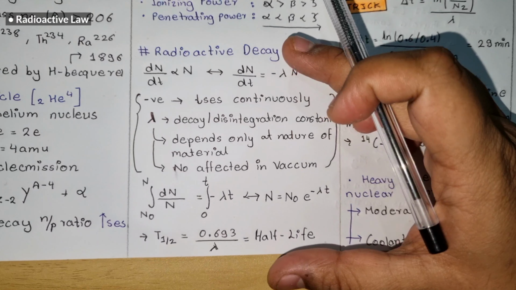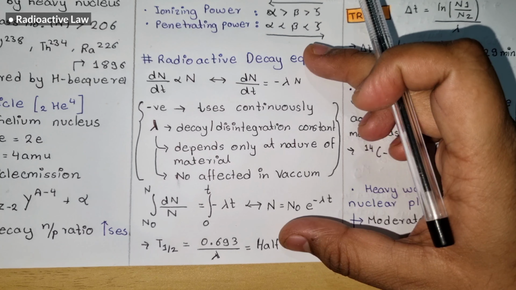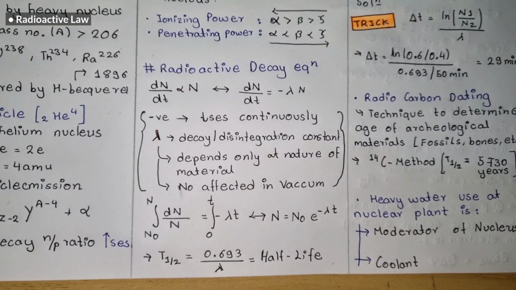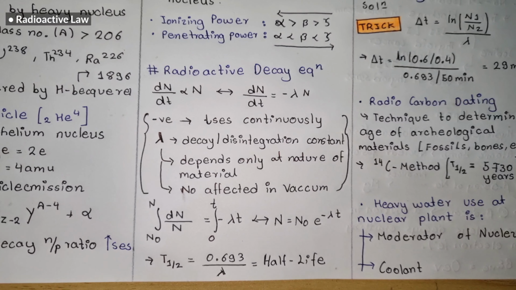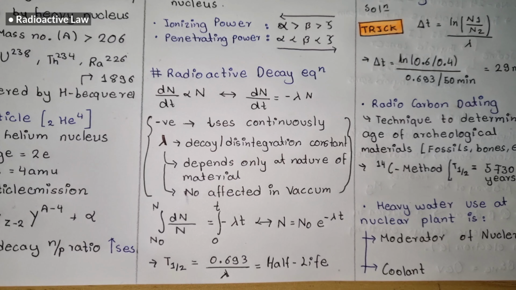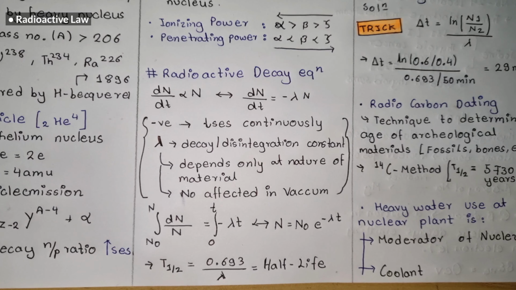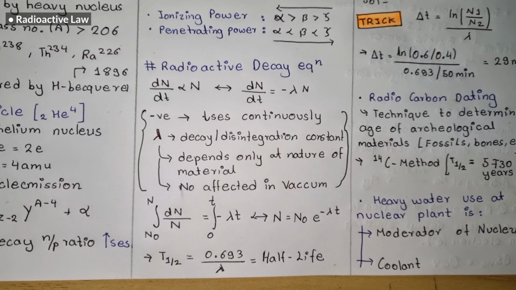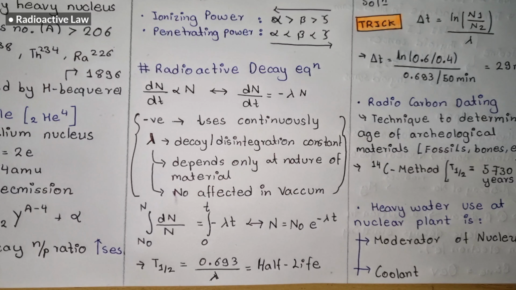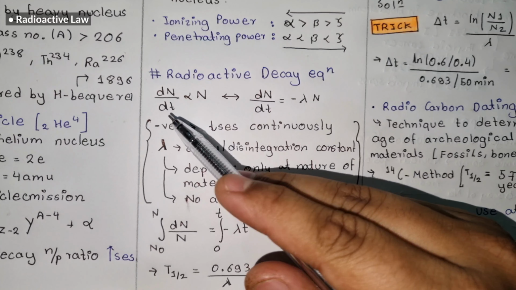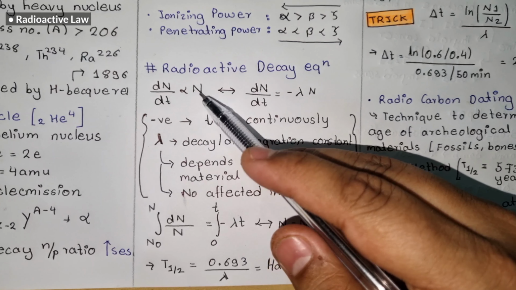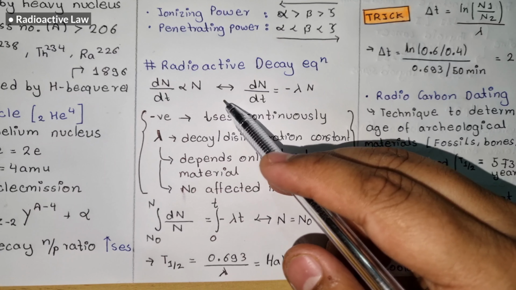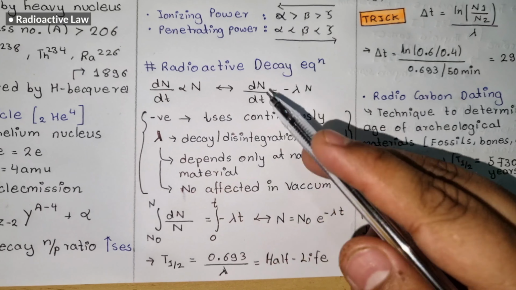Now the most important portion is the radioactive decay equation, also known as the radioactive law, which simply states that the rate of disintegration or decay of a radioactive sample at any instant of time is directly proportional to the number of original atoms present at that time. That is, dN by dt is directly proportional to N. N is the number of atoms present at that time t.